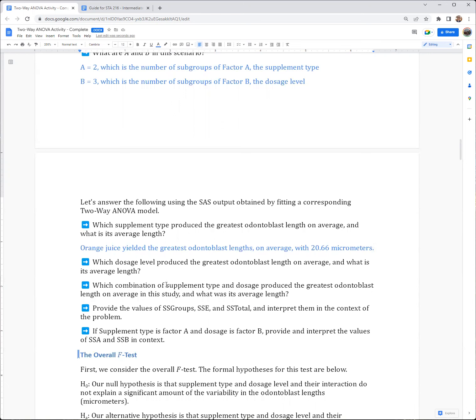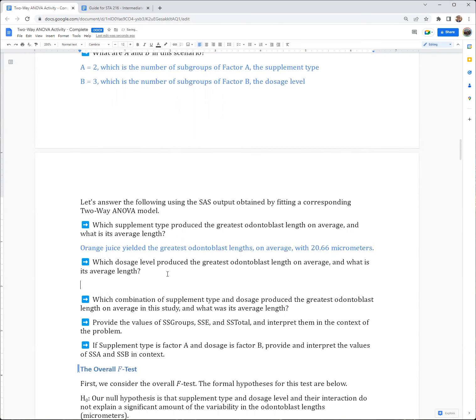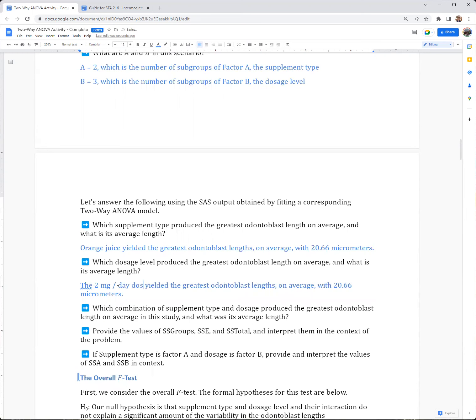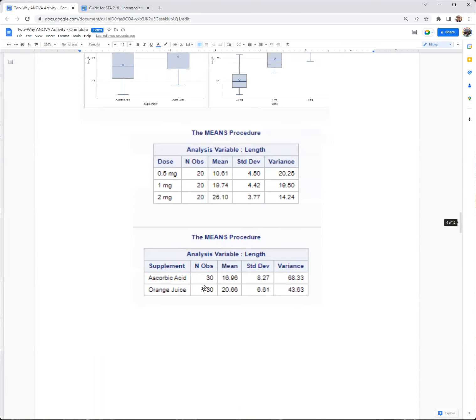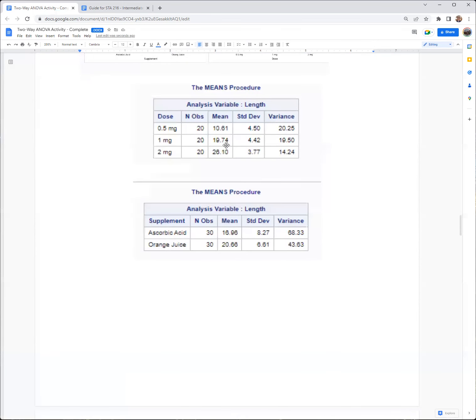Which dosage level produced the greatest odontoblast length on average? So that was the 2 milligrams per day dosage, which yielded the greatest odontoblast length on average with 26.10 micrometers.